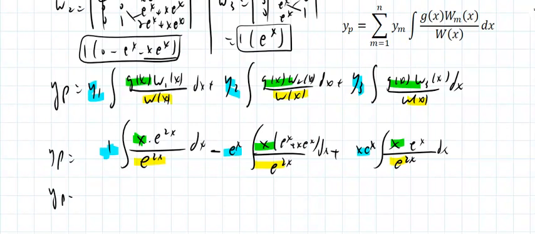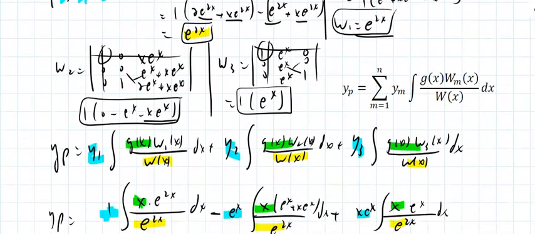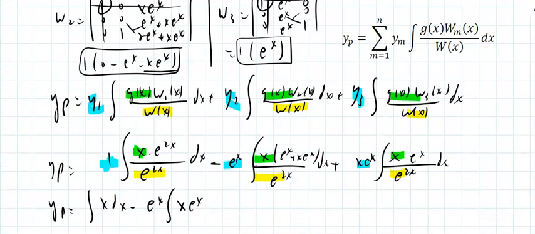So the particular solution will be the integral. This is simply x dx minus, this is, oh, I see. Well, it's easier to do this way. X e to the x. Oh, wait. There should be a 2 there. That doesn't make sense the way it's written. Oh, x e to the x. Right.